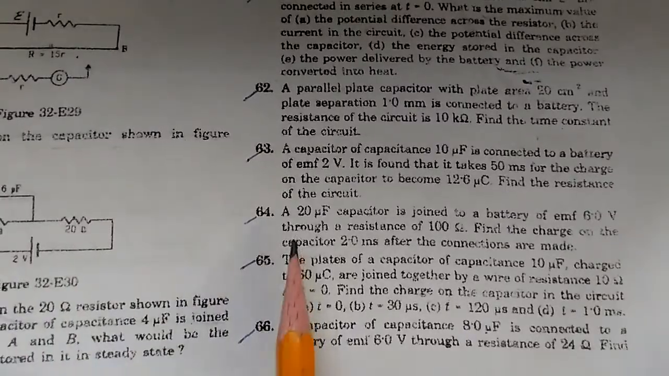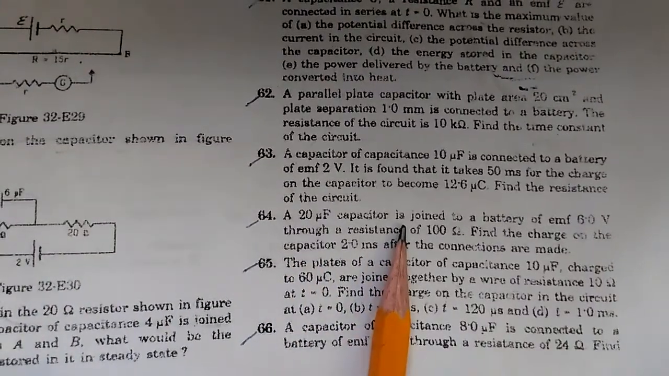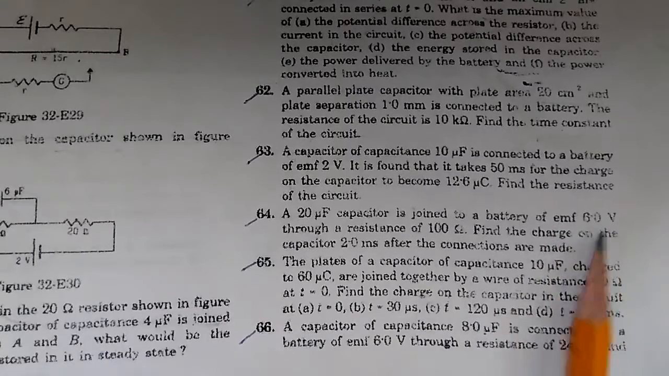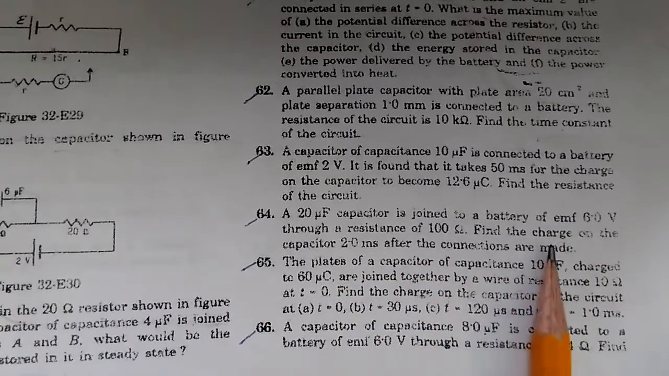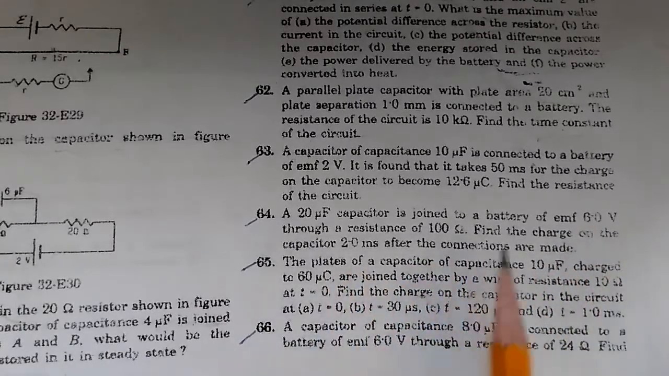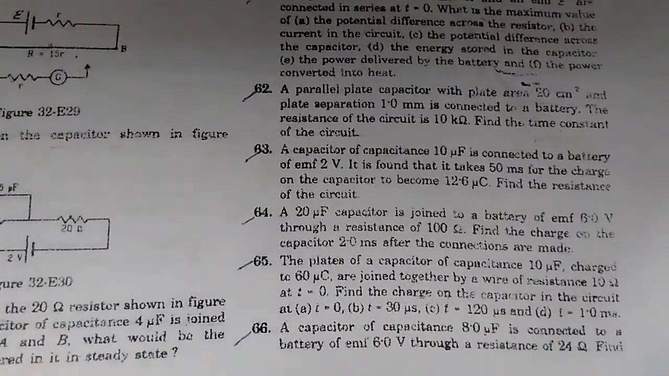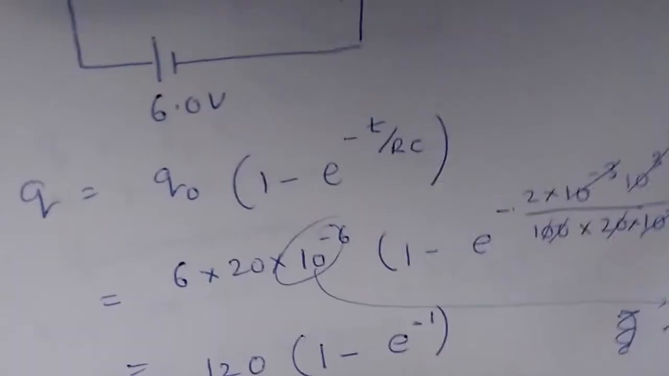Question number 64: we have a 20 microfarad capacitor joined to a 6 volt battery and a resistor of 100 ohm. We need to find the charge on the capacitor 2 milliseconds after the connections are made. So this is the circuit.